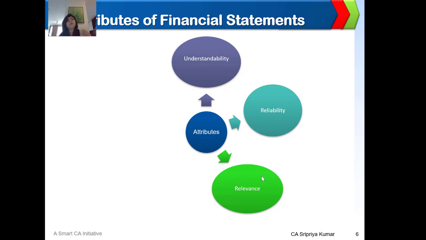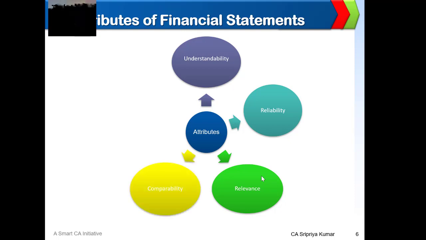And another very important thing is the financial statements should be relevant, right? There's no point in writing everything. So again, there are certain formats which are prescribed, let's say by the Companies Act or even generally accepted formats, where they say this is all I need to present, what information is relevant to the user.